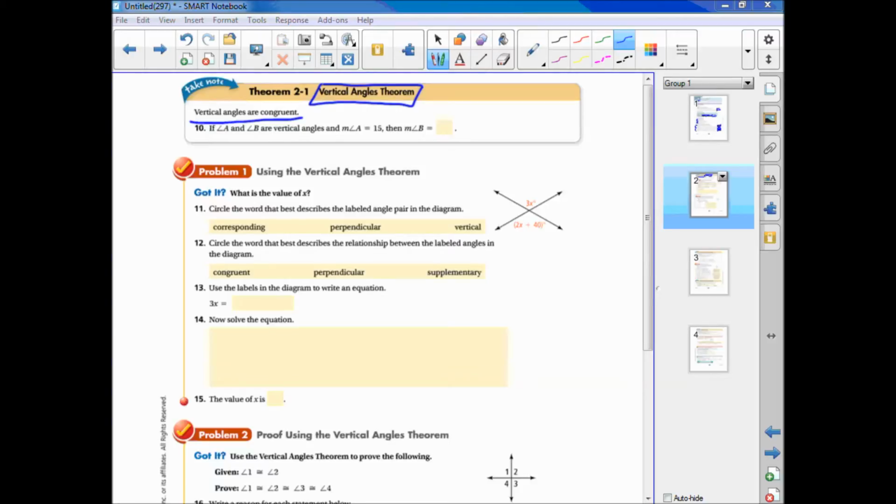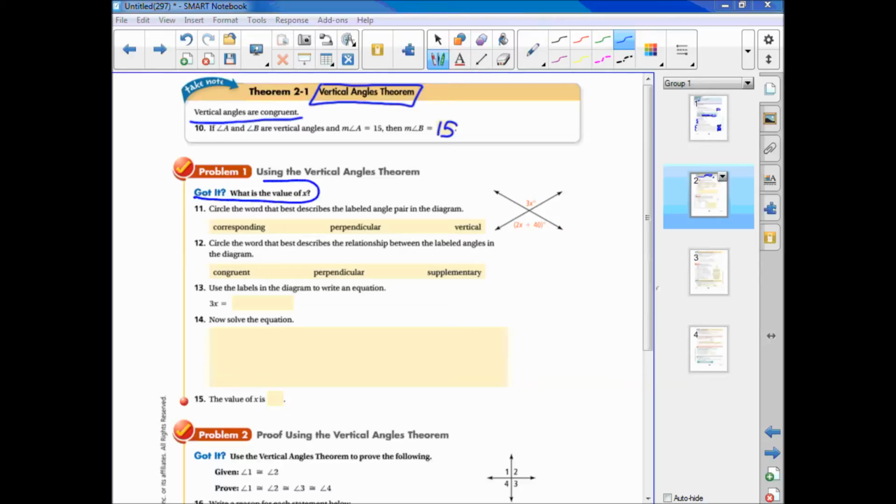So if angle A and angle B are vertical angles, then the measure of angle A is 15, and the measure of angle B should also be 15. So we're using our theorem here. We didn't prove it. So using the vertical angles theorem, got it.